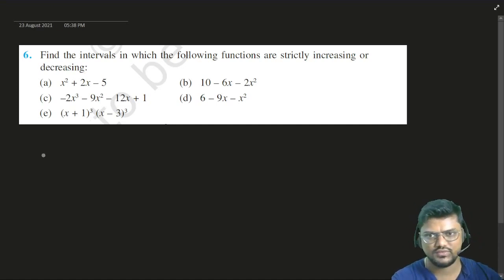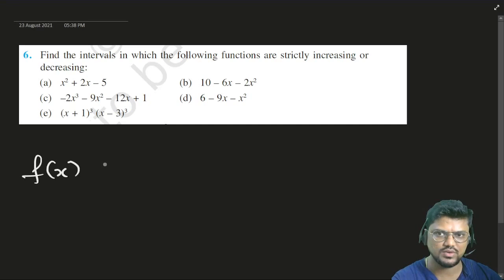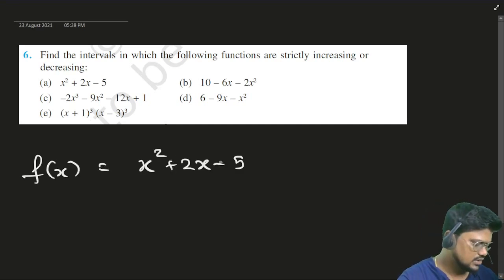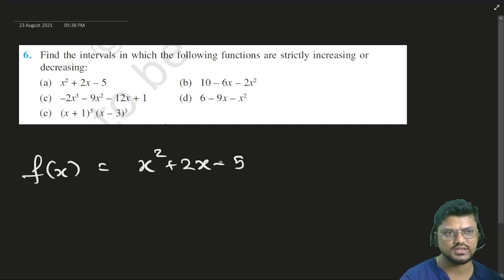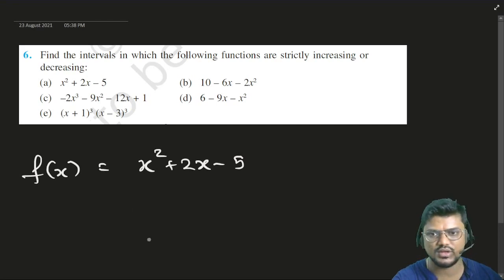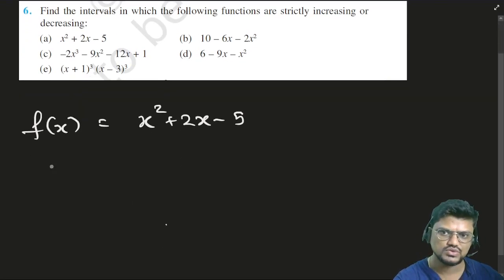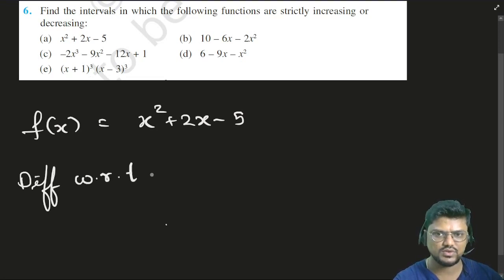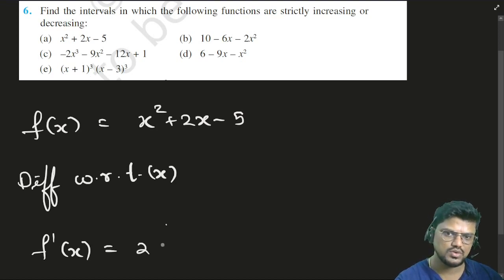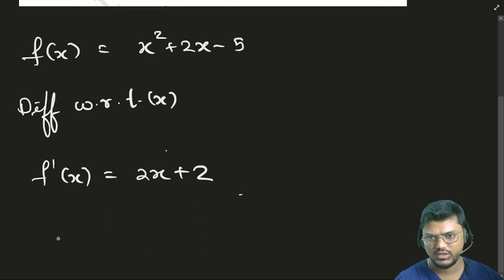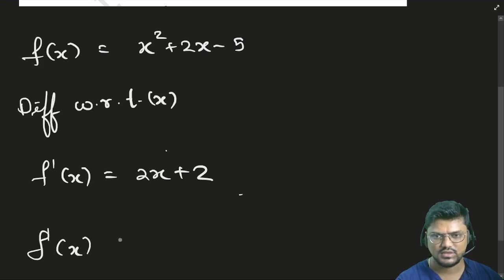Let's take the first one, that is f of x equals x square plus 2x minus 5. Now to find where the tangent is horizontal, we'll put f dash of x equals 0. So let's differentiate this with respect to x. What do you get? f dash of x equals 2x plus 2. So f dash of x equals 2 into x plus 1.